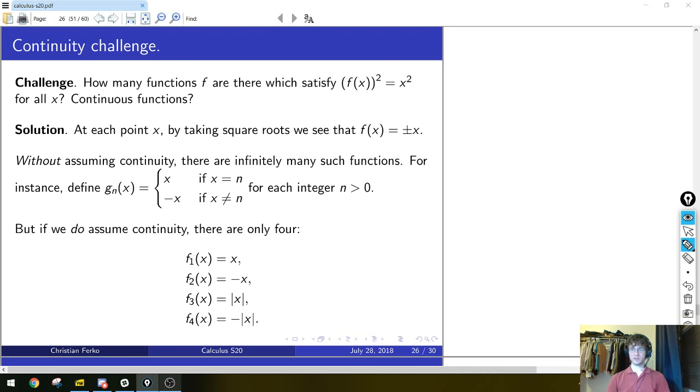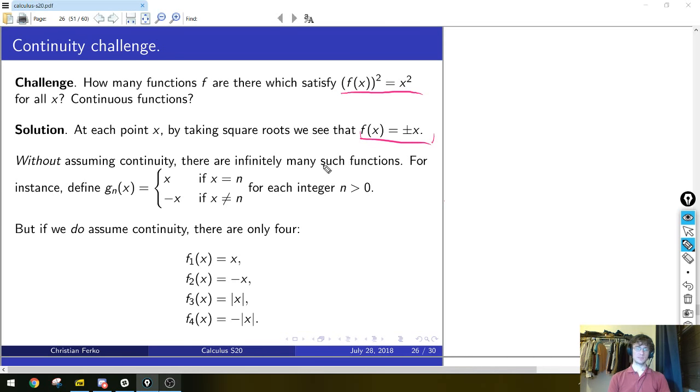So just to emphasize why there are infinitely many. This was the equation: f of x squared equals x squared. Just take the square root of both sides. So f of x has to be plus or minus x at every point x. If you don't assume continuity, there are infinitely many. There's more than this that I'm writing down, but I'm just going to write down some infinite set of these to show that there are infinitely many.